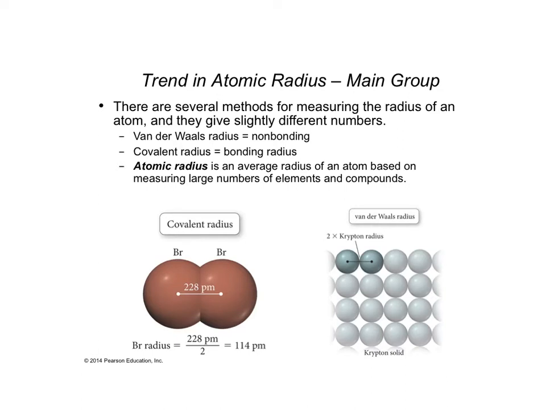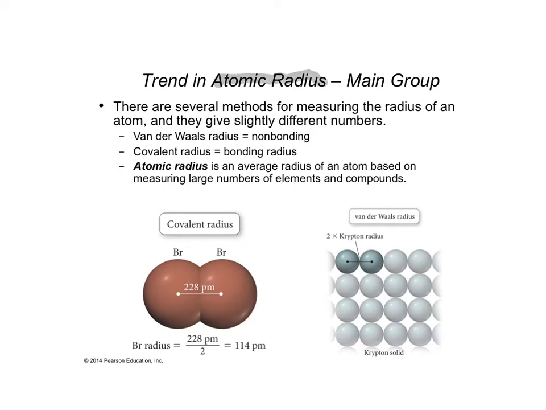Okay, so now we're going to start talking about these periodic trends. And again, the purpose of talking about these periodic trends is being able to utilize the position of an element in the periodic table to help predict some of its chemical and physical properties. So the first trend that we're going to talk about is something called atomic radius.